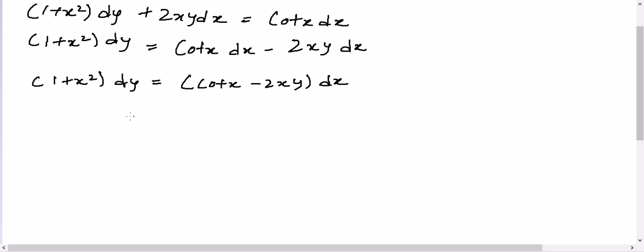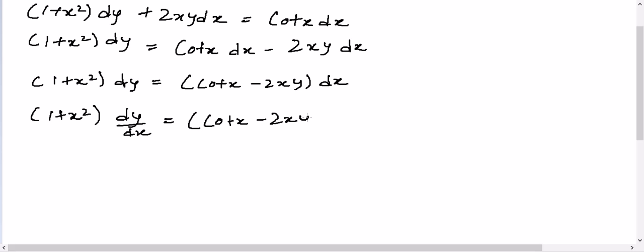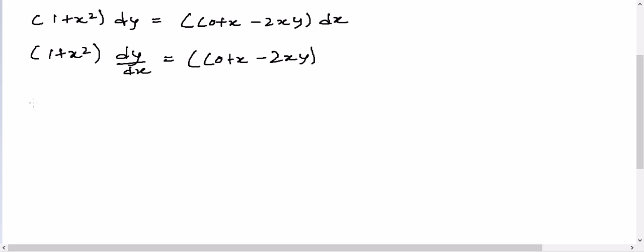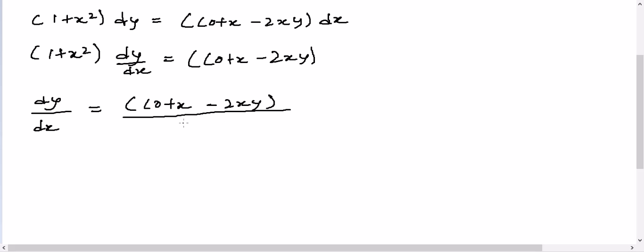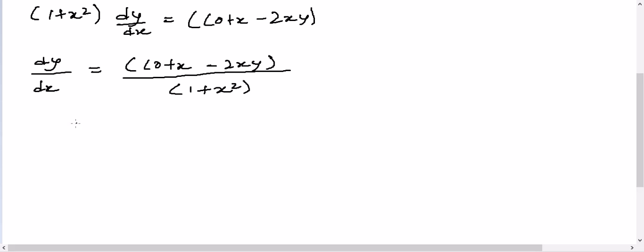Now we need to divide both sides by dx, thus we get (1 plus x square) dy by dx equal to cot x minus 2xy. Now we will divide both sides by 1 plus x square, so on the left side we have dy by dx. Why are we doing all these steps? Because we are trying to get the equation in terms of dy by dx, so that we can identify it as a linear equation and get the p and q terms.